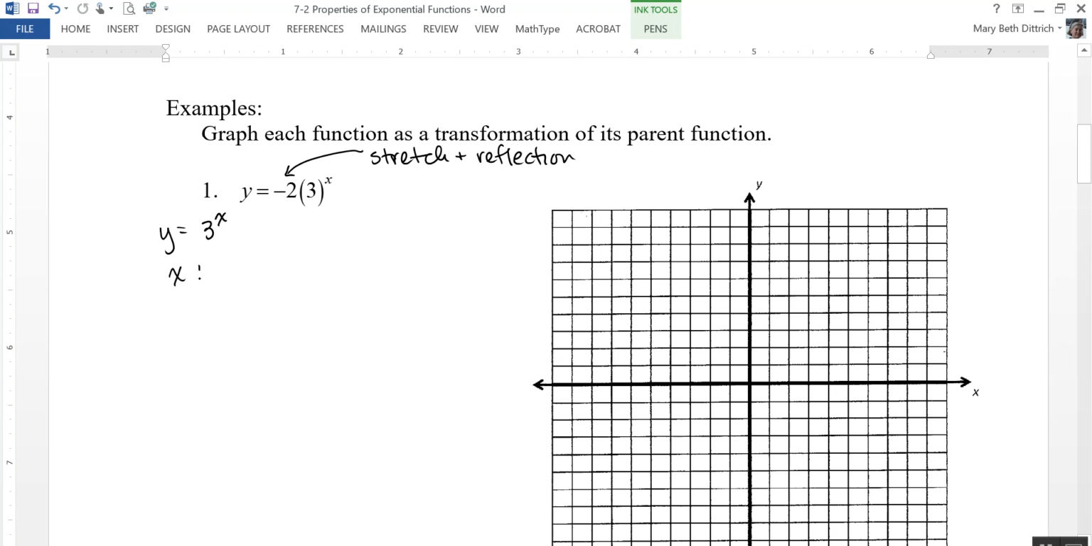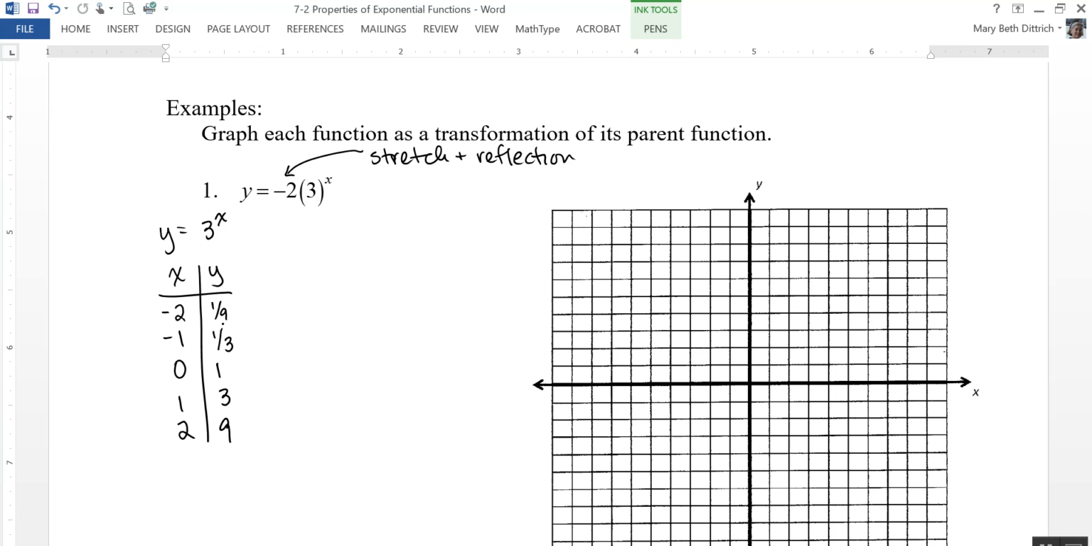So picking some values for x, I'm going to choose negative 2, negative 1, 0, 1, and 2. When I have 3 to the negative 2 power, that's the same as 1 over 3 to the positive 2, or 1/9. 3 to the negative 1 is going to give me 1/3. 3 to the 0 is 1, 3 to the 1 is 3, and 3 to the 2 is 9. Now I know it's not going to be possible for you to graph a y value of 1/9, but it's going to get very close to the y-axis.